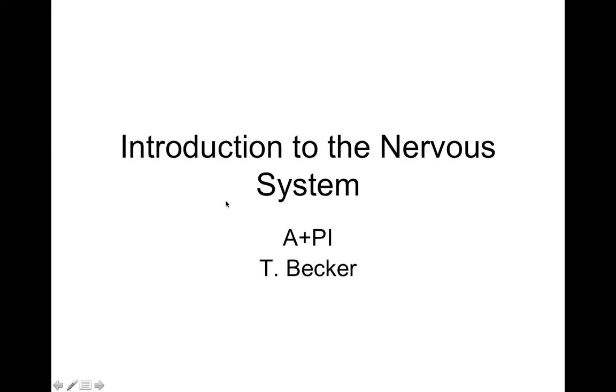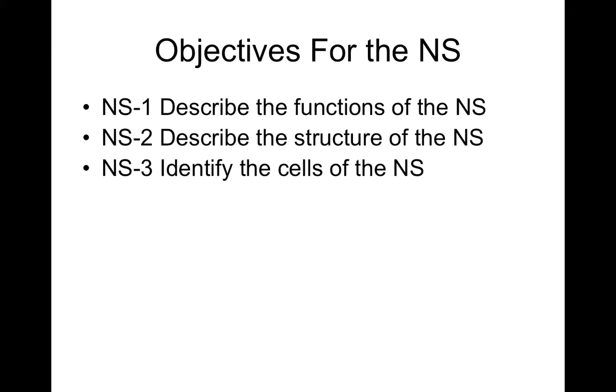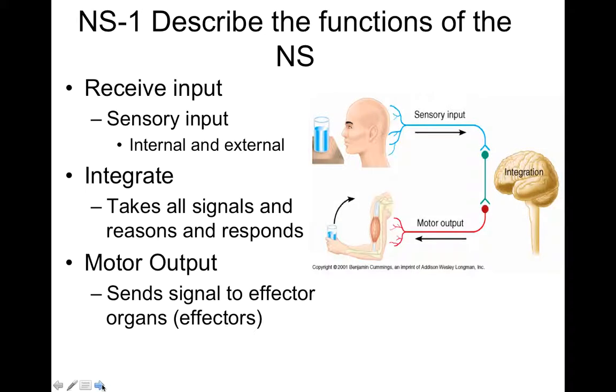Okay, so this is Introduction to the Nervous System, which is chapter 10 in the textbook. Objectives for this are right here. And this is really just to set you up so you start off A&P 2, hopefully with an understanding of how the nervous system is structured.